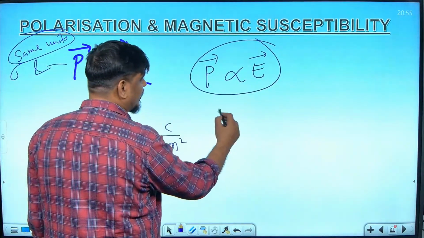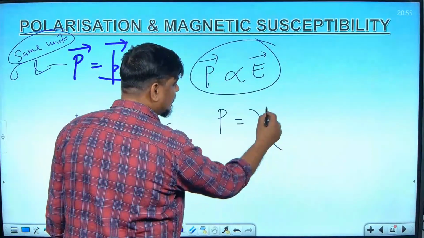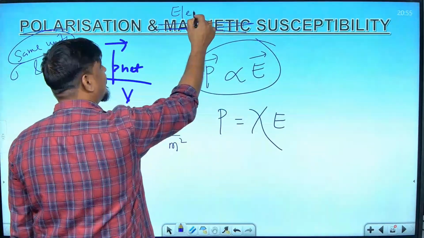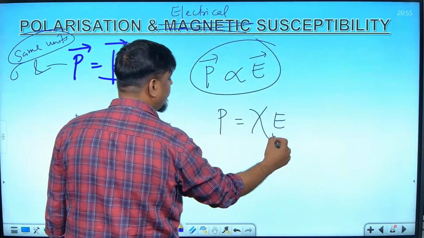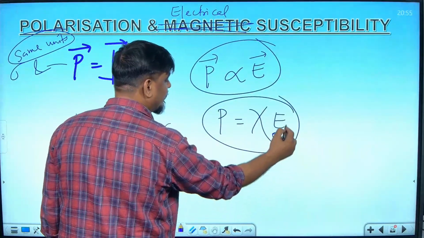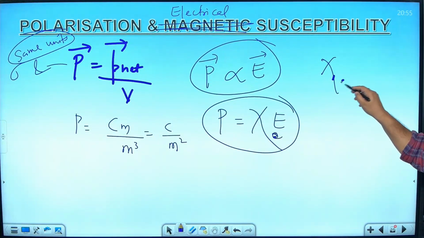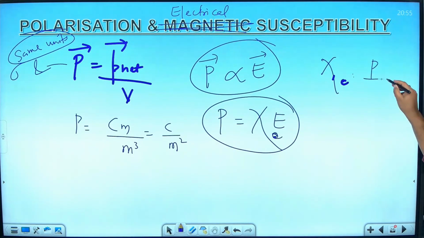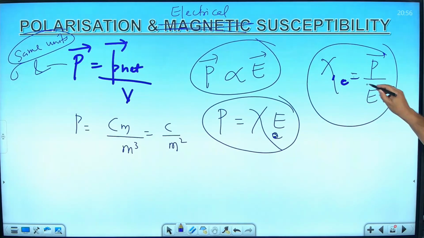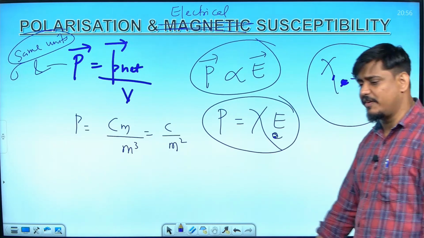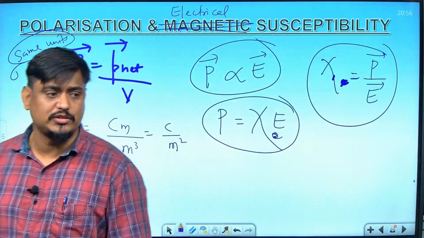So I will remove this proportionality and add one constant. That constant is called electrical susceptibility, chi E. I have written magnetic here, wrong. So how do you define this chi E? Chi E is defined as polarization per unit electric field. Electrical susceptibility is defined as polarization vector per unit electric field. Questions will come from here also.